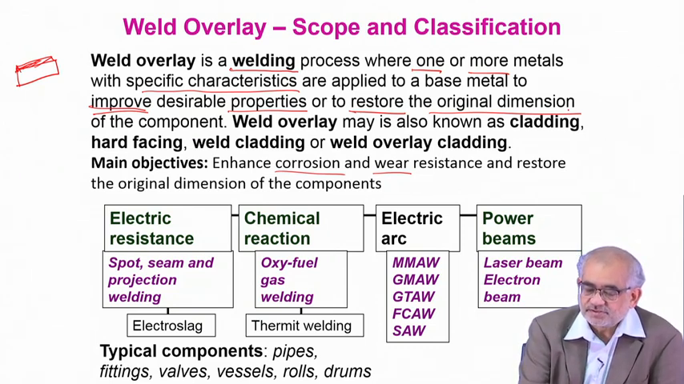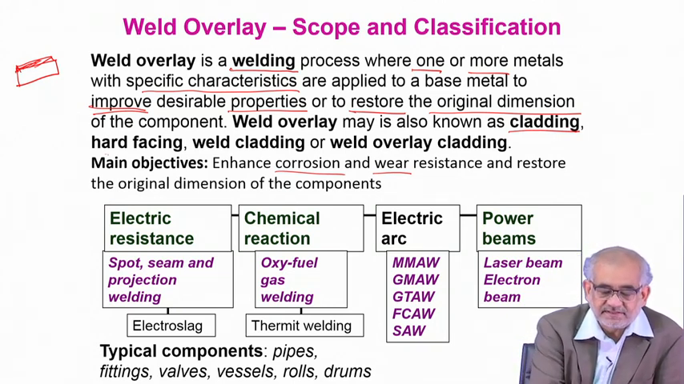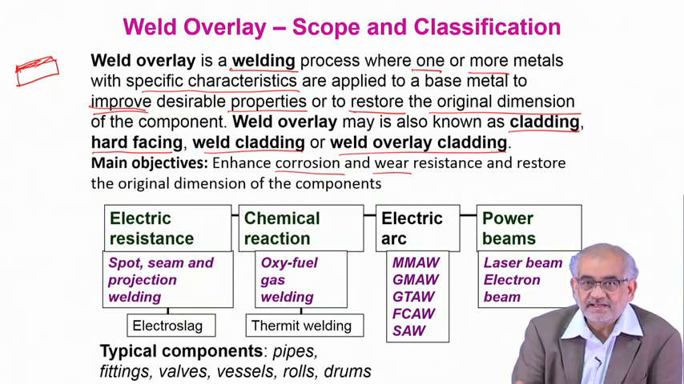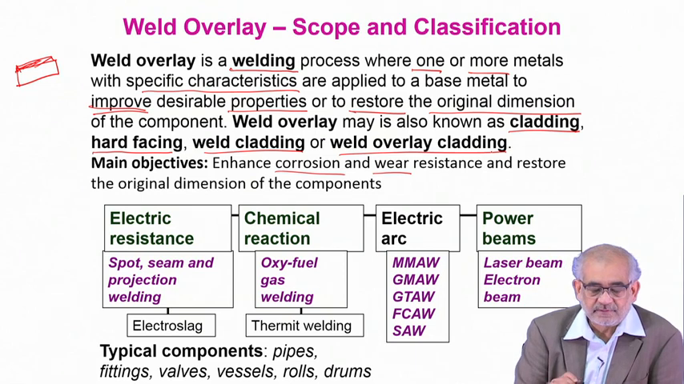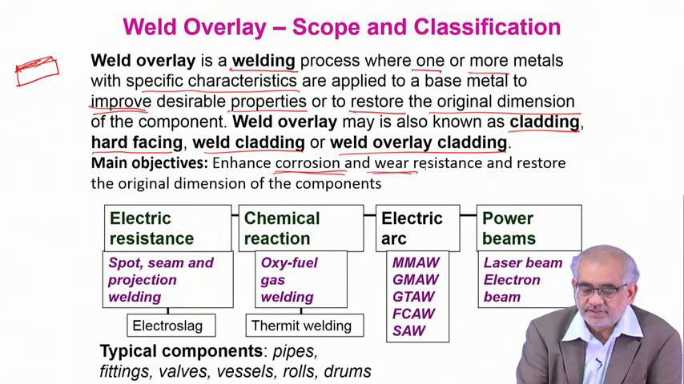So, this process is also known by several other names. For example, the more commonly used word is cladding and also hard facing, weld cladding, weld overlay cladding, and various kinds of overlaying terms. So, we are adding on, we are creating a new layer on top of an existing solid component. The composition can be very different. We are not constrained by kinetics or thermodynamic constraints, and the intention is to improve the surface dependent properties like corrosion, wear, and in addition we can also do restoration job. We can restore the original dimension of the components.